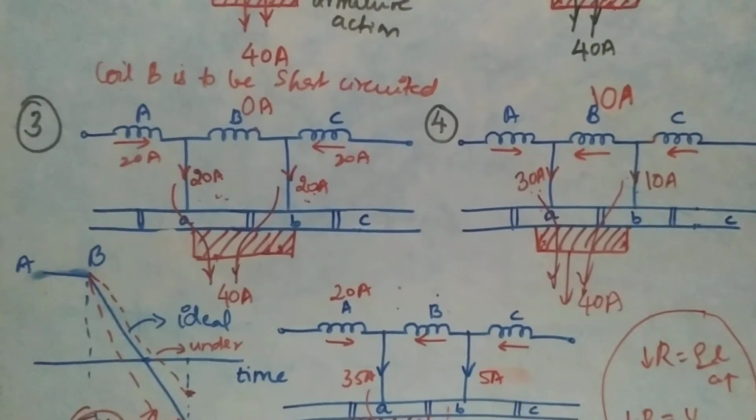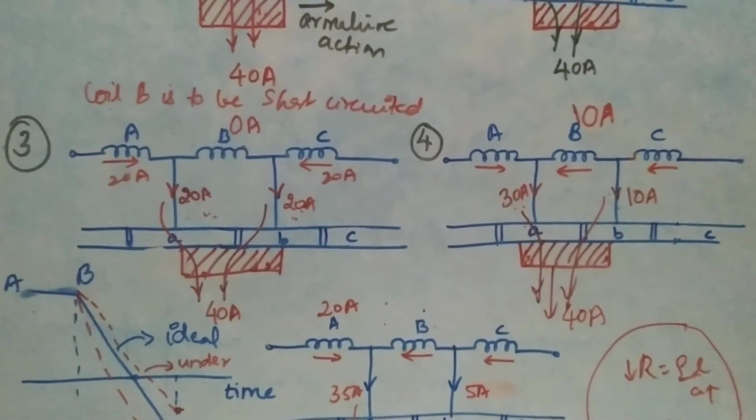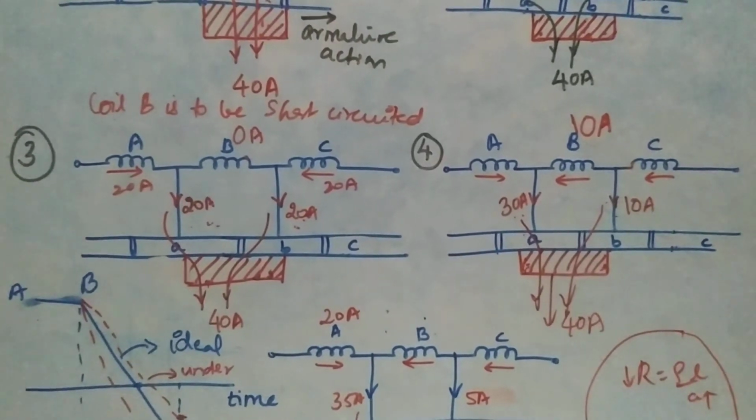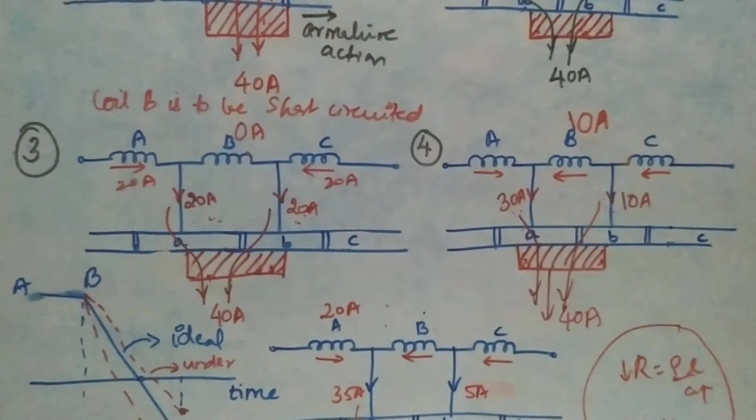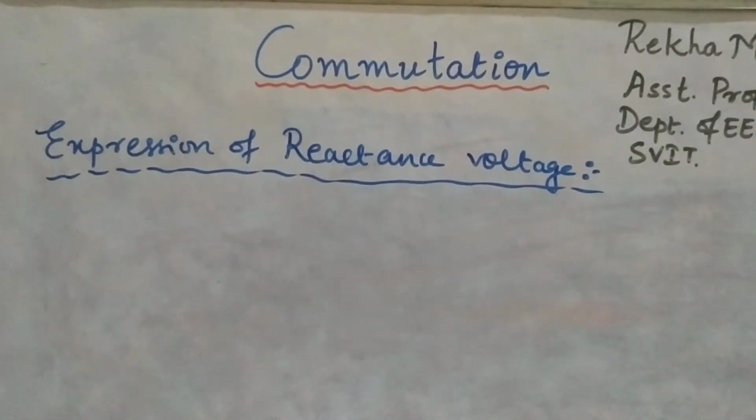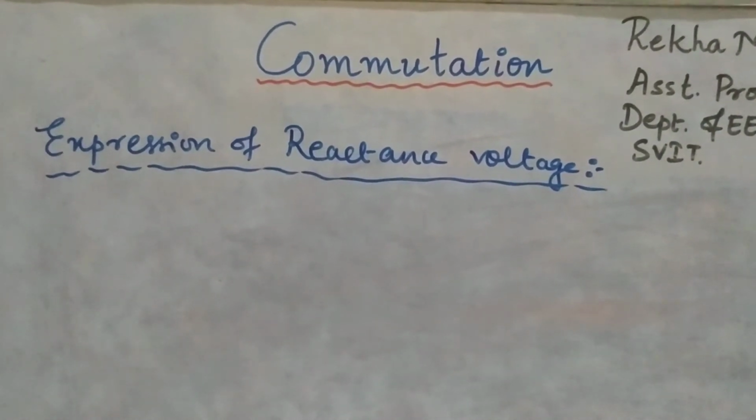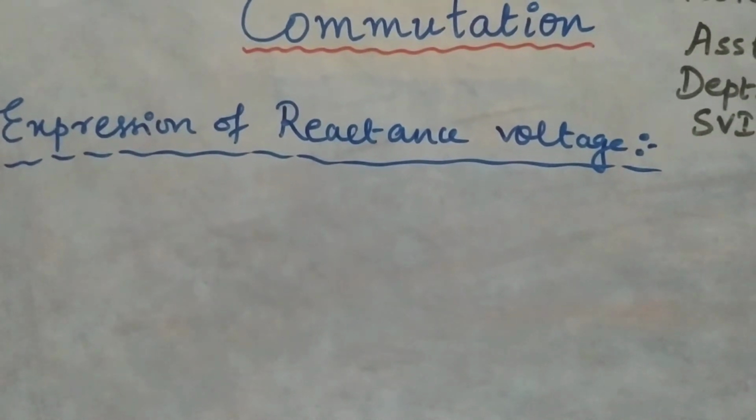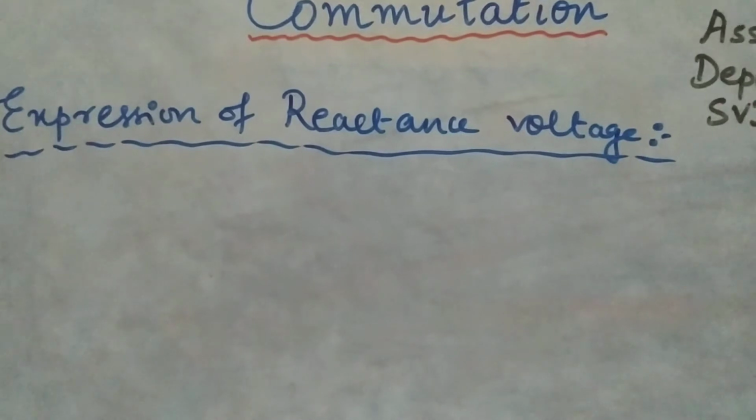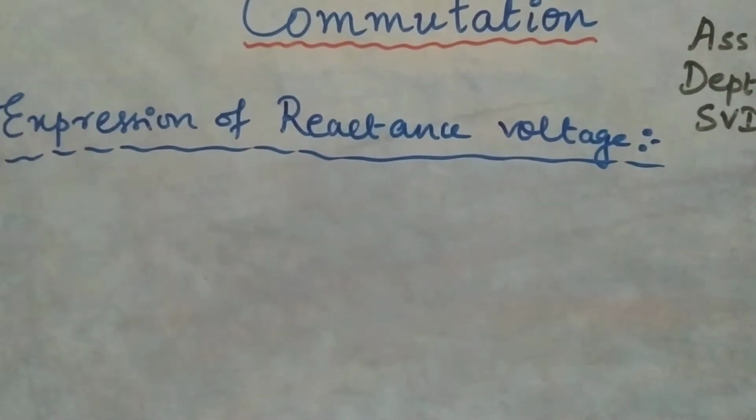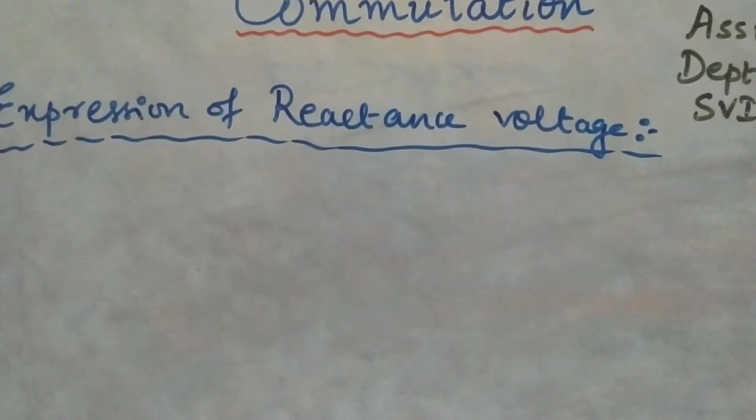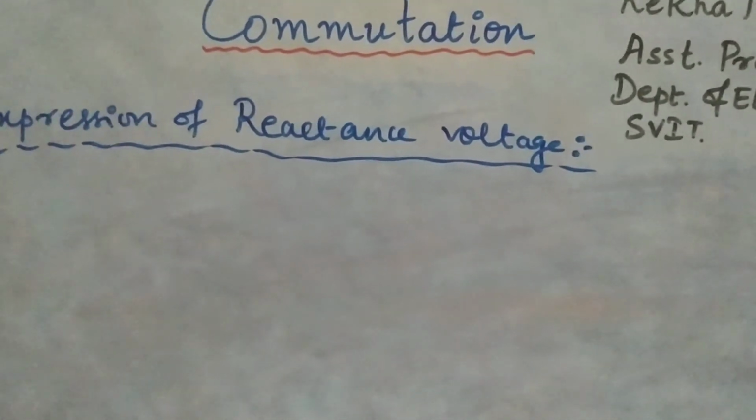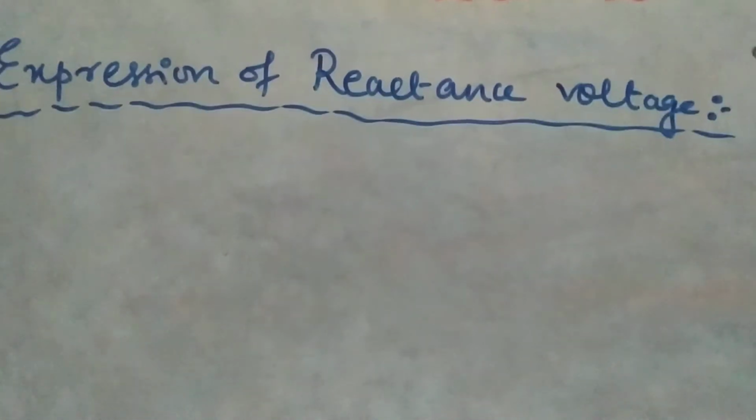Now let us find out what will be the value of the self-inductance which is creating the non-linear commutation. The delayed commutation is mainly due to the self-induced EMF which is present in the coil. So that EMF which is induced in the coil undergoing the commutation can be calculated as follows.